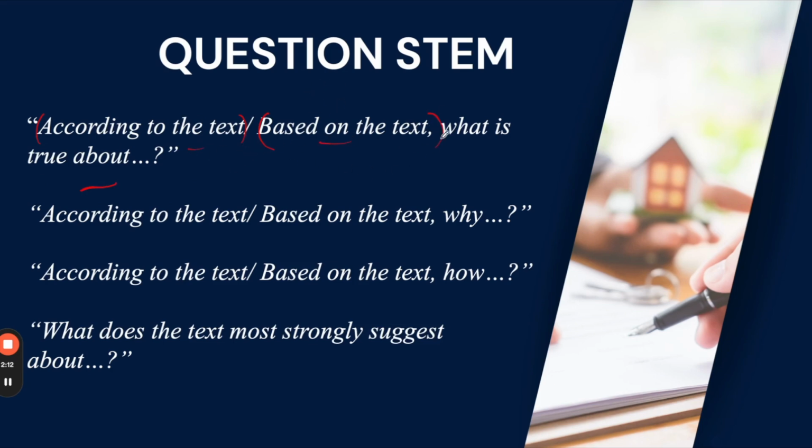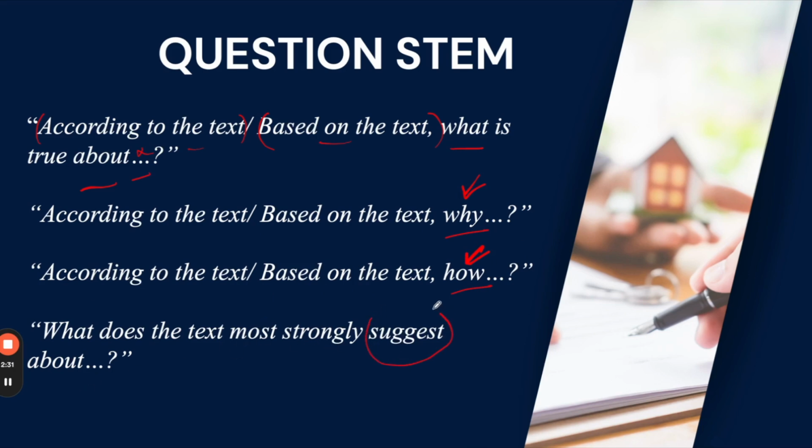Right? Now, what can it ask you for? It can ask you for some information that is true about X. According to the text, based on the text, why, something to do with the reasoning of something. According to the text, based on the text, how, something to do with how something is happening. What does the text most strongly suggest about?